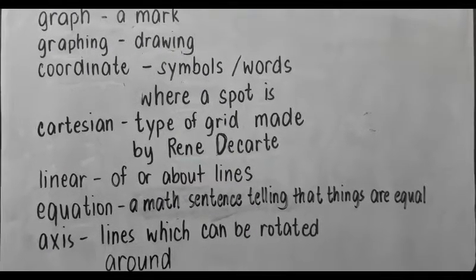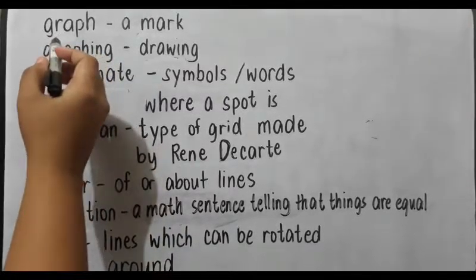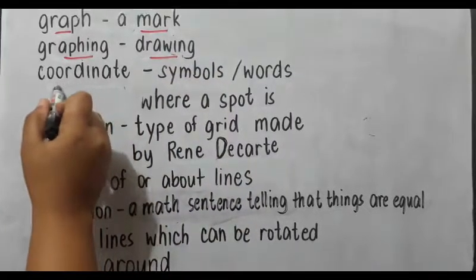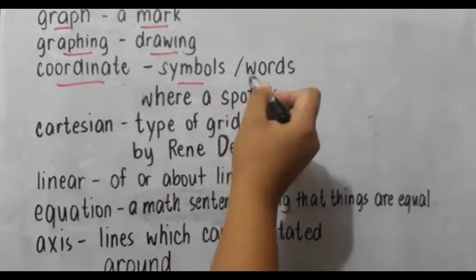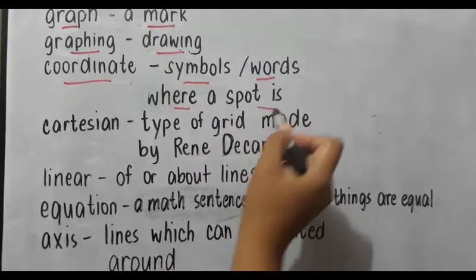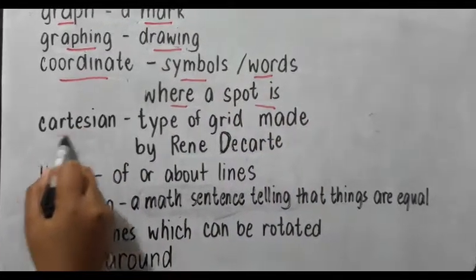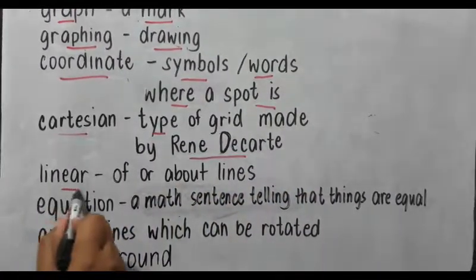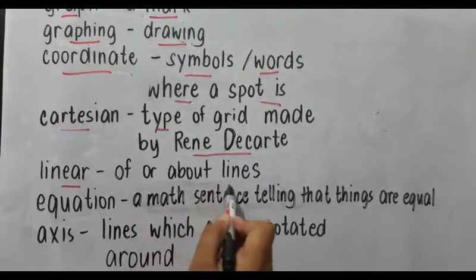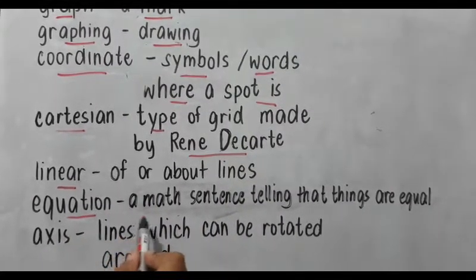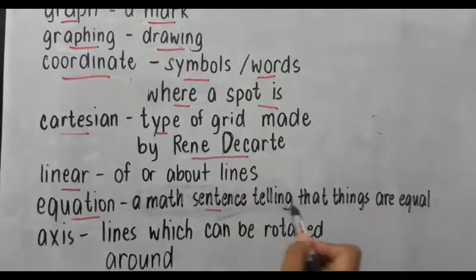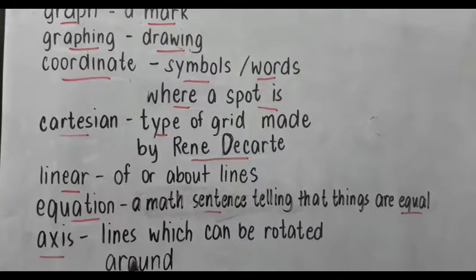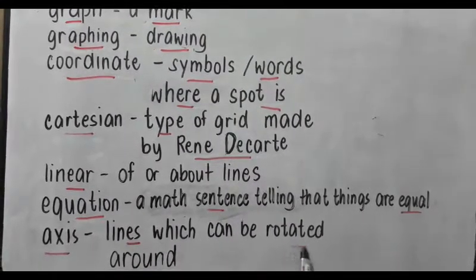Let's start with defining these terms. First is graph. It's a mark, while graphing is drawing. Coordinates are symbols or words that tell where a spot is. Next is Cartesian. It is a type of grid made by René Descartes. Linear, of or about lines. Equation is a math sentence telling that things are equal. Lastly, axis. These are lines which can be rotated around.